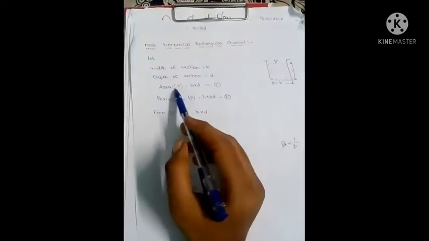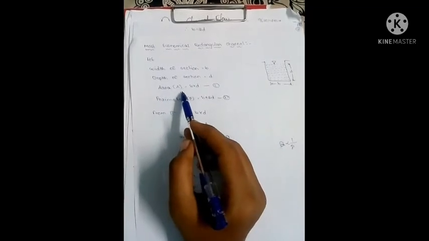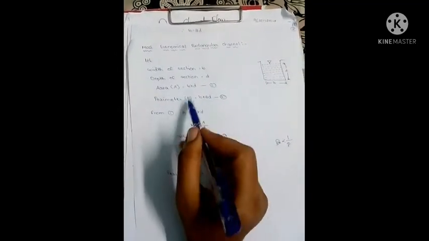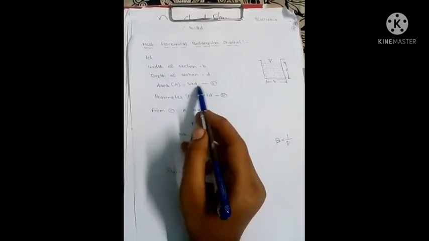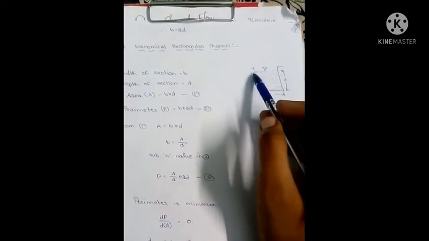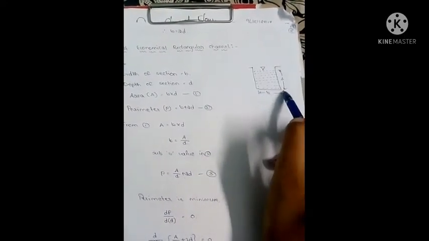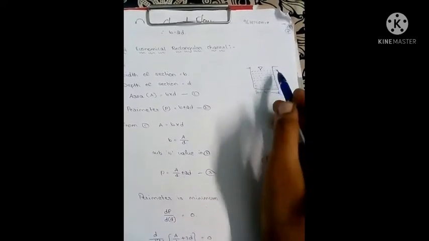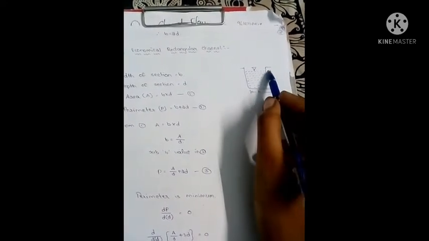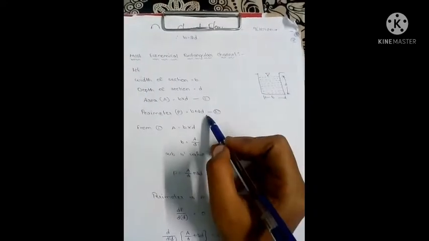Next, we know the formula of area for a rectangular channel: A is equal to b into d. Consider this as equation 1. And we also know the perimeter for a rectangular channel, but here we take an open channel. Open channel means this surface is in contact with atmospheric pressure, so only these three sides are taken for the perimeter: d plus b plus d, which is equal to b plus 2d.